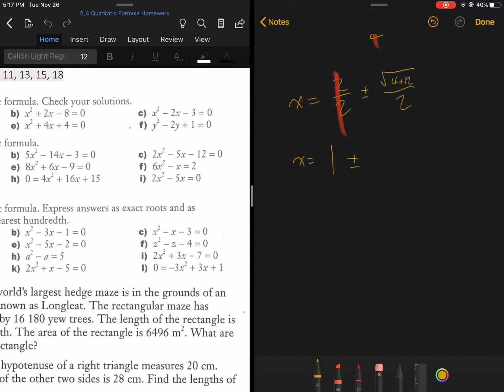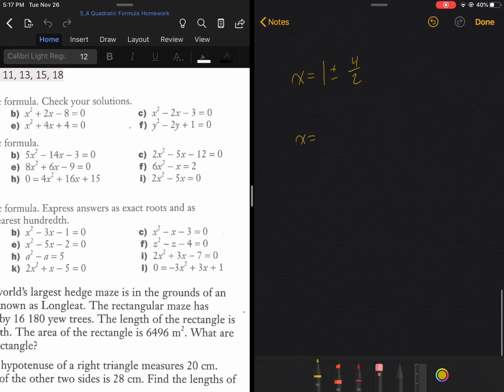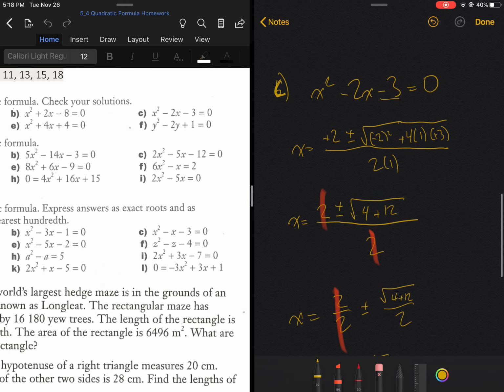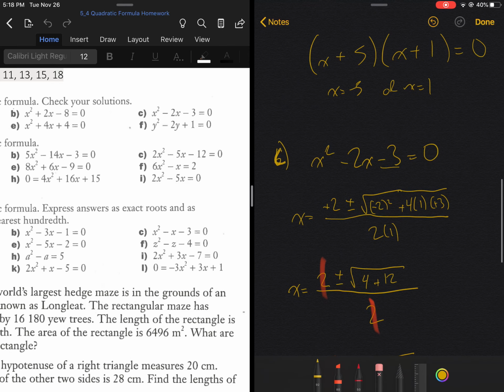X equals, well, that's equal to 1 plus or minus the root of 16 over 2. X equals 1 plus or minus 4 over 2. X equals 1 plus or minus 2. So x equals 1 plus 2, which is 3, or x equals 1 minus 2, which is minus 1. Didn't I say that at the beginning?